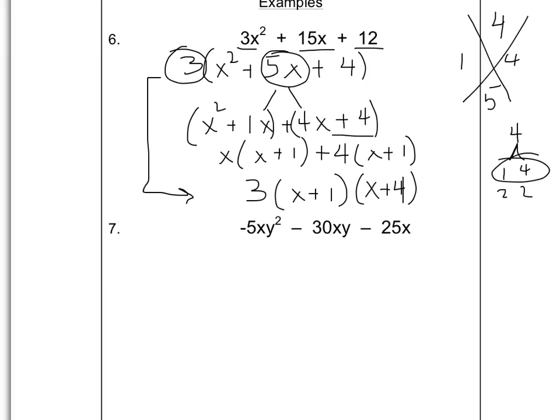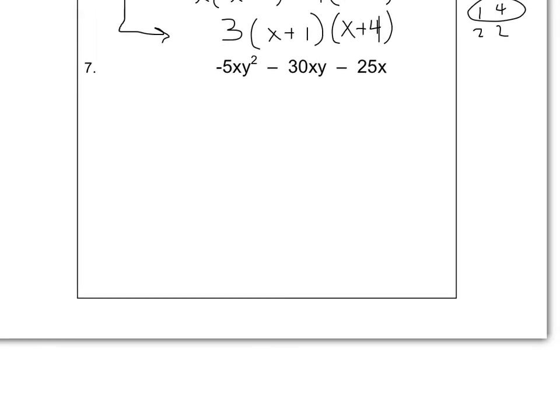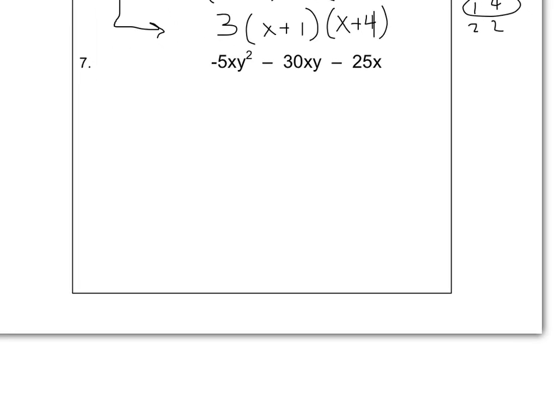Now, example number 7 gets to be a little bit more tricky because we've got two variables. You'll notice you have an x and a y. As I look at this example, what else do you notice about all the numbers? What else do they all have? They all have a negative. So I don't want this negative first term. So I know I'm at least going to take out a negative number because that first term can't be negative.